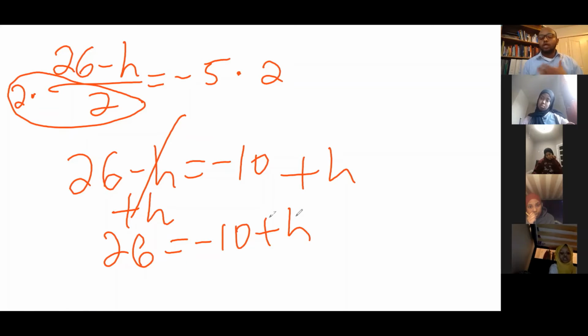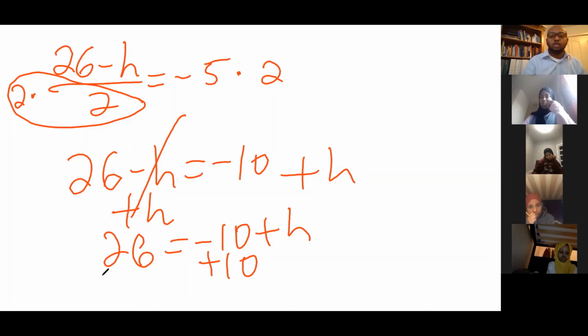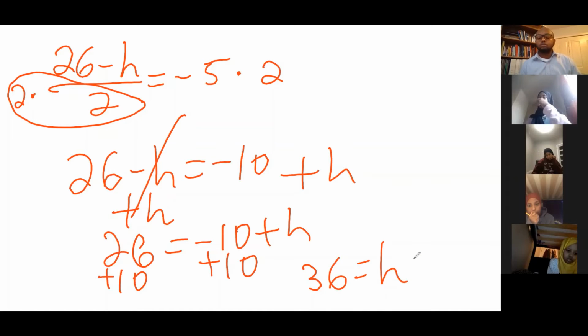Then what I do, I eliminate the number. I have here -10. What is opposite of -10 is +10, so +10 this side and +10 this side. 26 plus 10 is what? 36, right? So my answer is 36. So h is 36. The letter can be on the left side or the right side. Both ways are right. That makes sense?